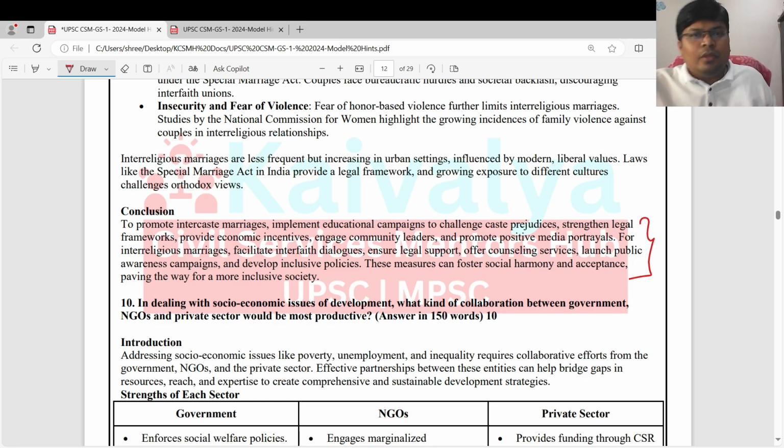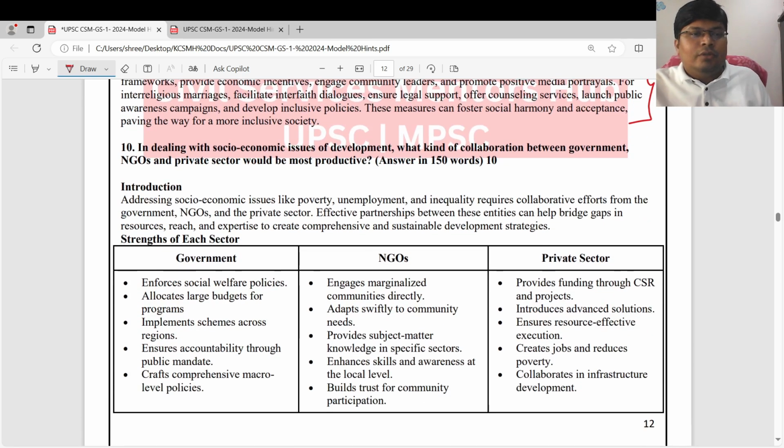So that may be, you can say, the conclusion. Now the 10th question is: in dealing with the socio-economic issues of development, what kind of collaboration between government, NGOs, and private sector will be the most productive?